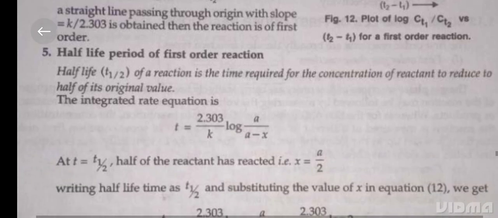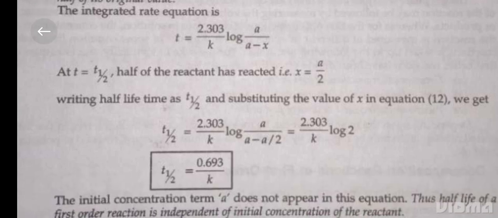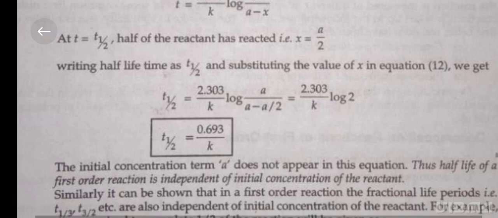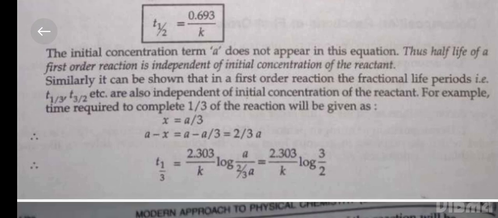Half-life period of first order reaction. Half-life of a reaction is the time required for the concentration of reactant to reduce to half of its original value. The integrated rate equation is 2.303 upon k log of a upon a minus x. At t is equal to t half, half of the reactant has reacted, x is equal to a by 2. Writing half-life time as t half and substituting the value of x in the equation, we get t half is equal to 0.693 upon k. The initial concentration term a doesn't appear in this equation, thus half-life of first order reaction is independent of initial concentration of the reactant.